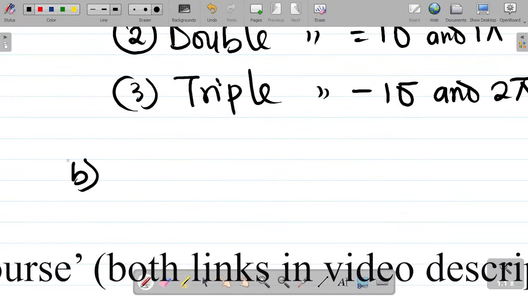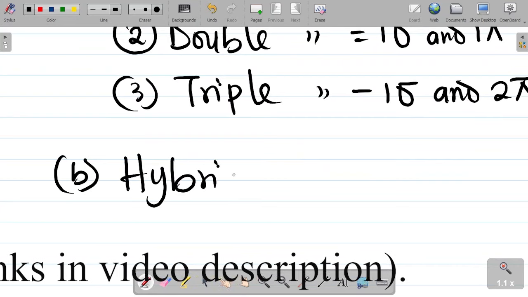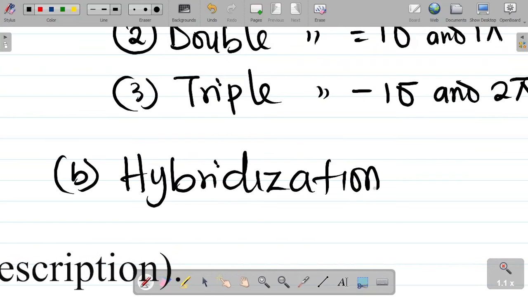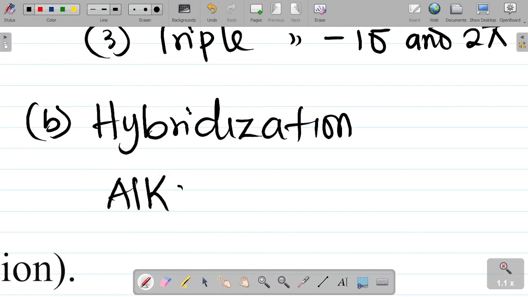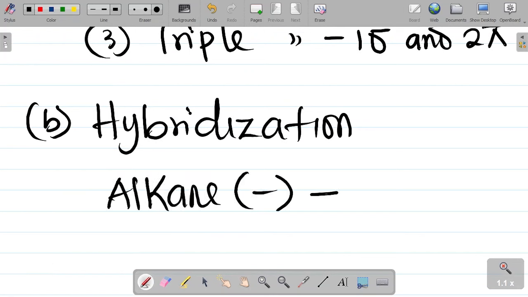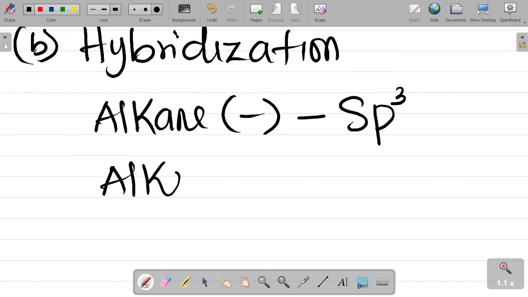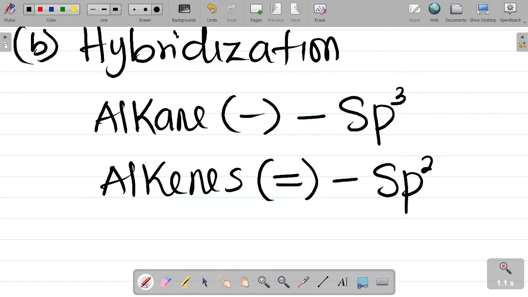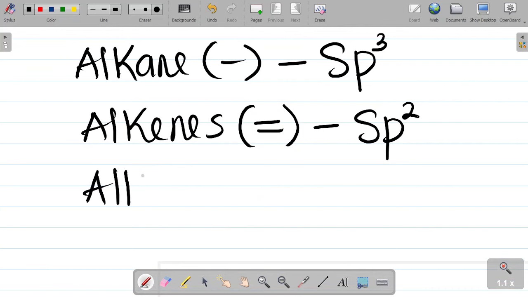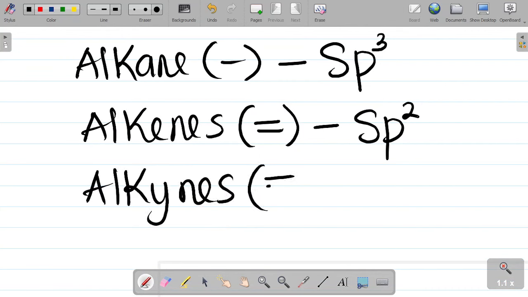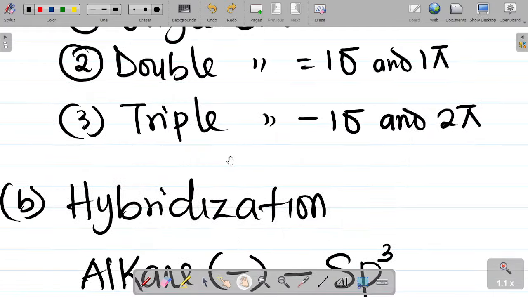Also note the second part. When it comes to hybridization, for all alkanes, having single bonds, the hybridization pattern is sp3. For alkenes, having a double bond, the pattern of hybridization is sp2. And for alkynes, having a triple bond, the pattern is sp. With this concept, let's try to answer this question.